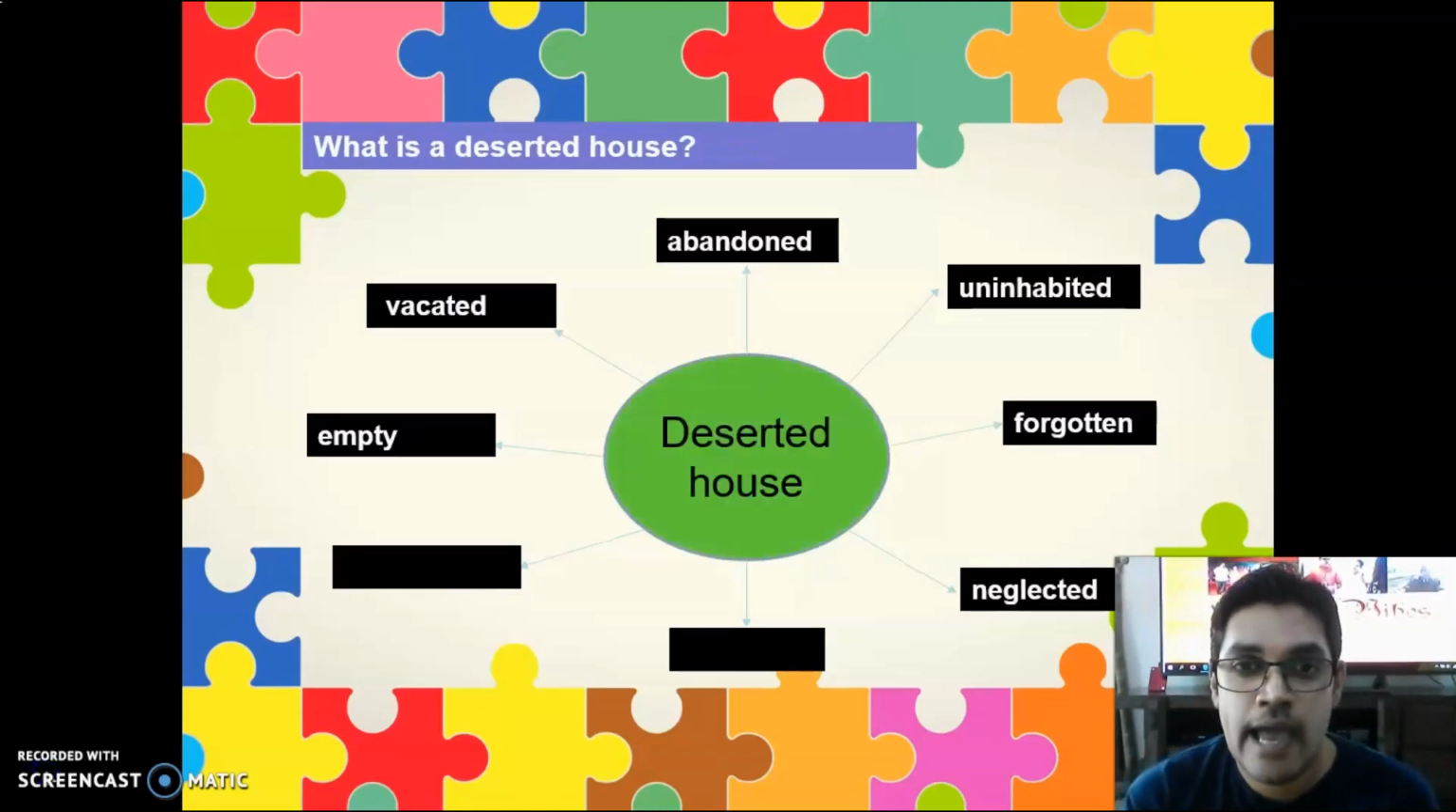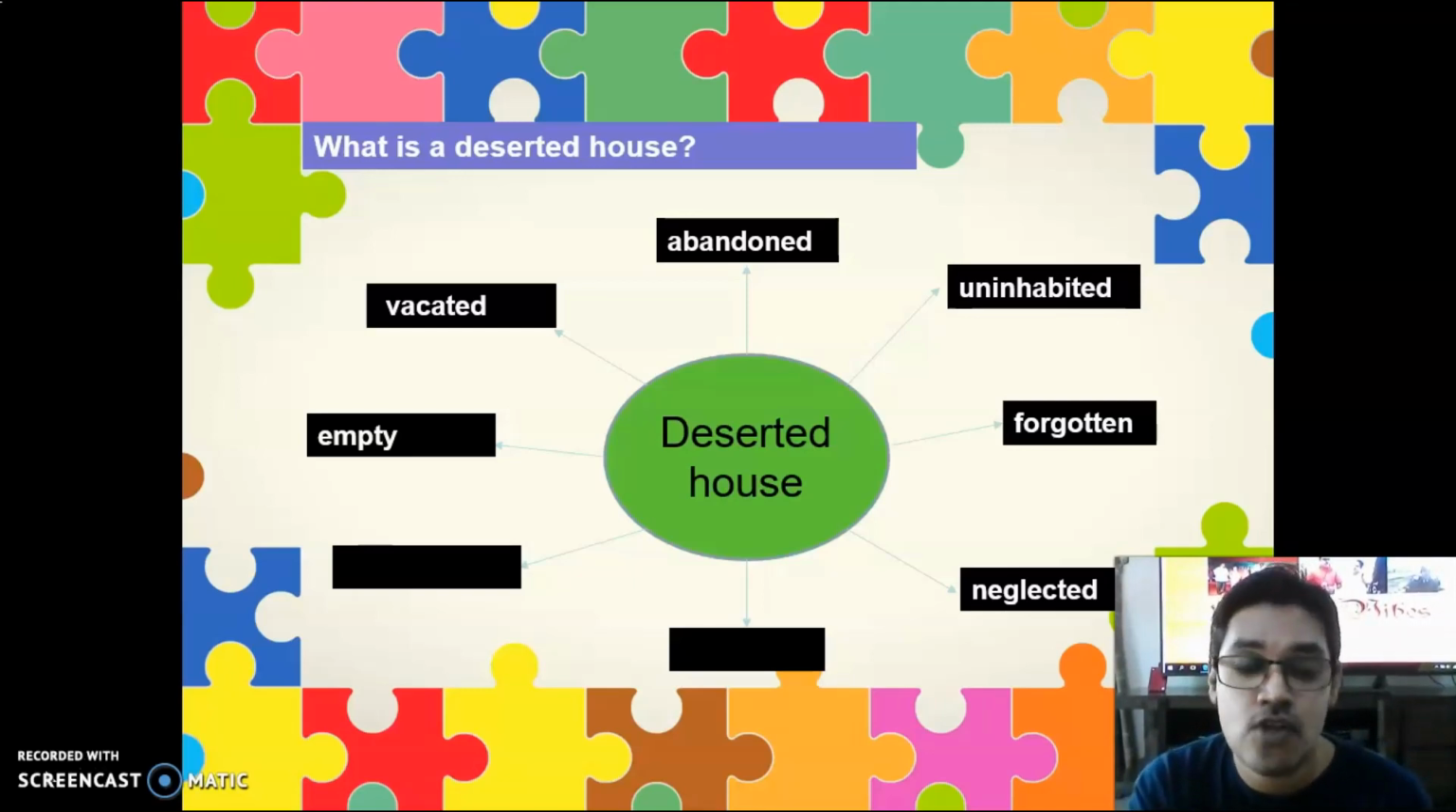Next, we are going to look at how to say deserted house in other ways. I have given a few words. You can say an empty house, a vacated house, an abandoned house, an uninhabited house, forgotten abode, a neglected house. These are some examples that you can use to describe the deserted house, instead of repeating the idea deserted, deserted, and deserted. You see, it doesn't give a variety to your sentence. You can say deserted, abandoned, or uninhabited. You bring different words that have the same meaning.